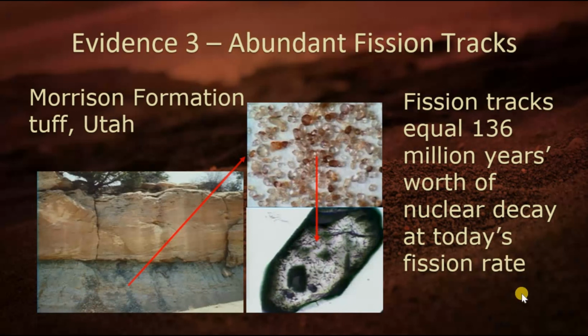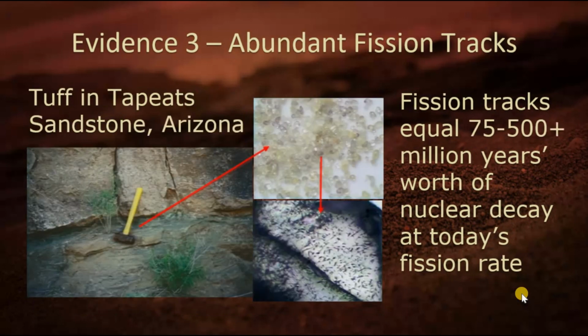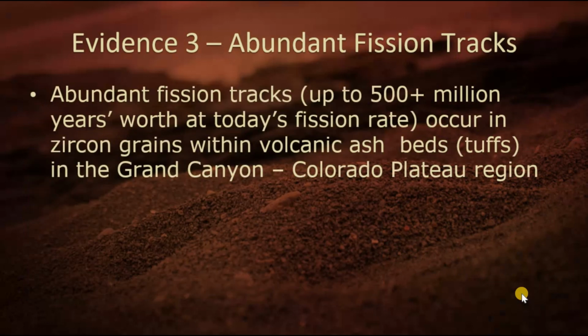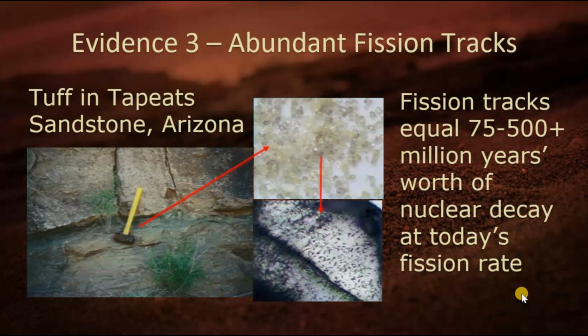I'm not saying that there was 136 million years. If you use today's measured rate and extrapolate back, that's the number you get. If we go to the bottom of the Grand Canyon to Pete's Sandstone, which was a volcanic ash bed, the zircon crystals have fission tracks equaling anywhere from 75 to 500 million years worth of nuclear decay at today's fission rates. And at the bottom you can see the fissions in that crystal as well.